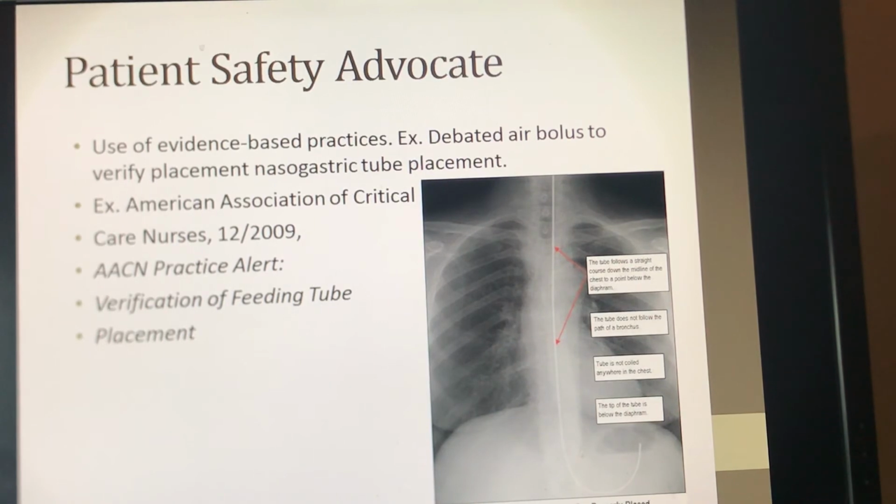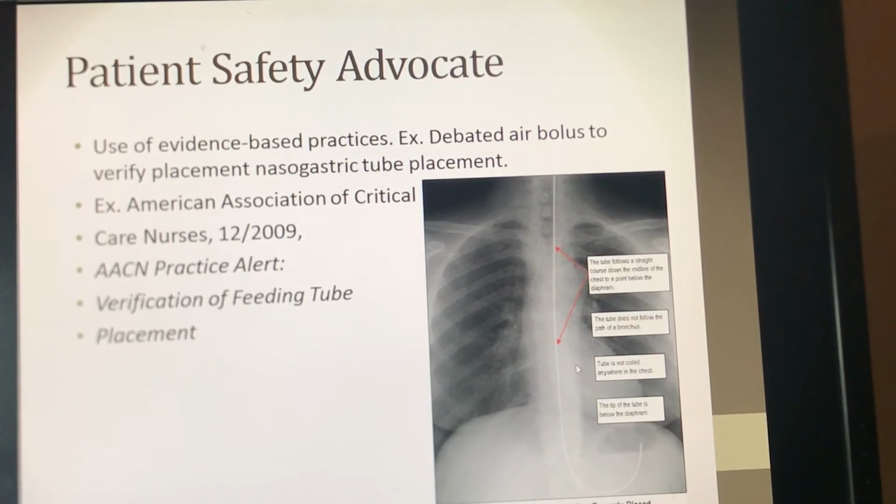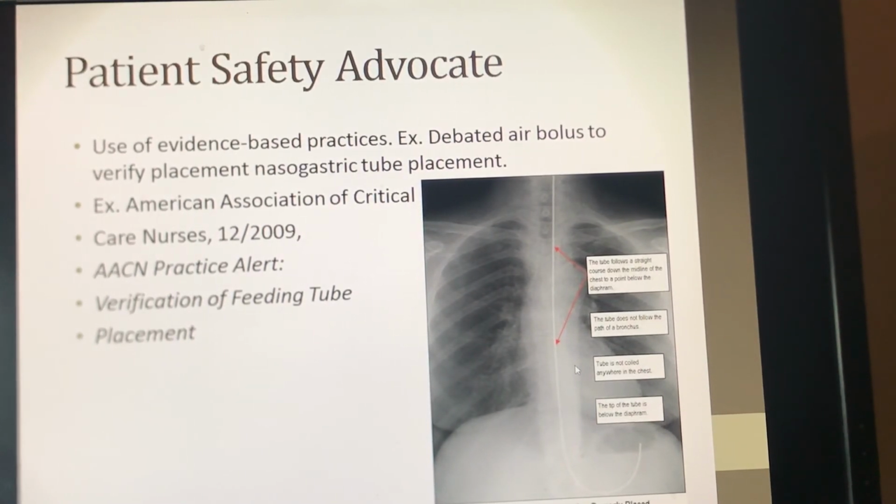What they're finding is that, as it shows you here, this tube flows a straight course down the midline of the chest to a point below the diaphragm. The tube does not follow the path of the bronchus. The tube is not coiled anywhere else in the chest, and the tip of the tube is below the diaphragm. Okay. Basically, what you want to be able to see is a properly placed NG tube, and that's based off of X-ray, not air bolus.